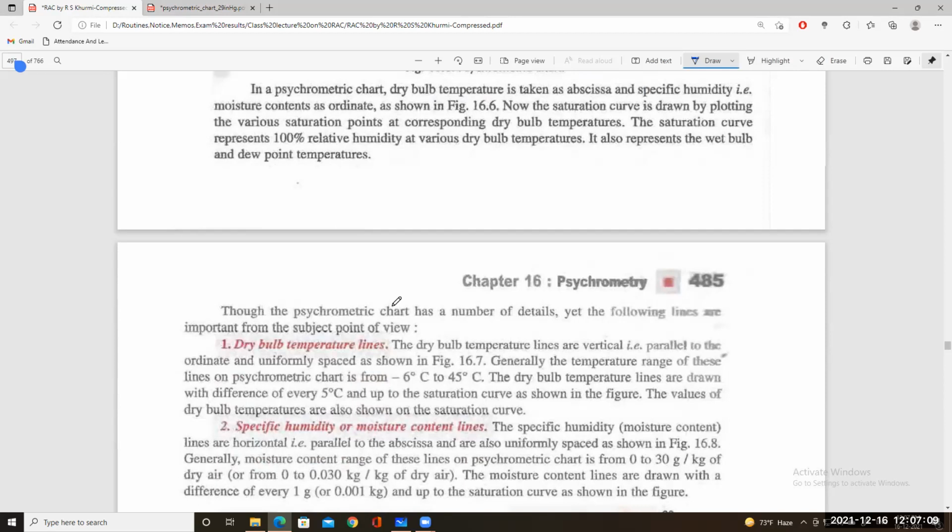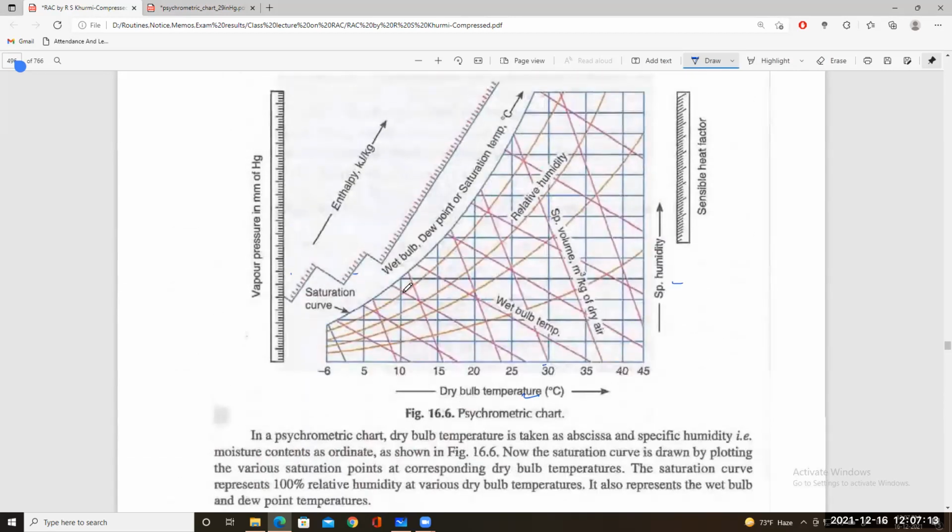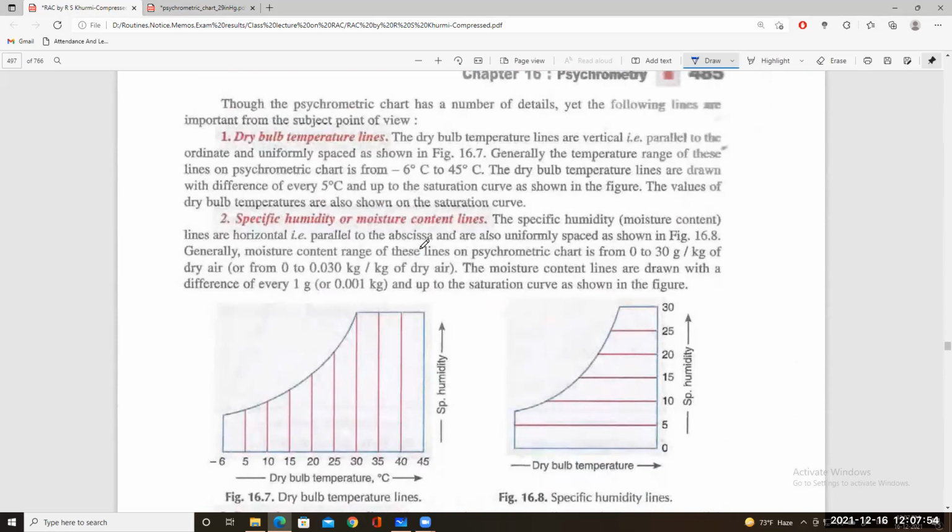First is the dry bulb temperature line. The dry bulb temperature lines are vertical, that is, parallel to the ordinate, and uniformly spaced, as shown in the figure. The dry bulb temperature lines here are not exactly vertical in every chart, but they are parallel to the ordinate and uniformly spaced.